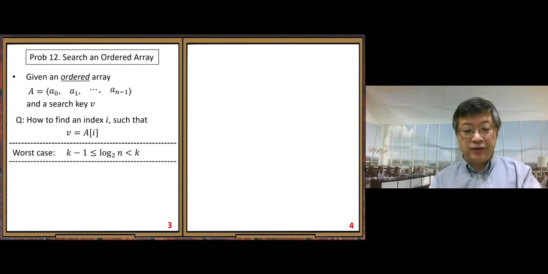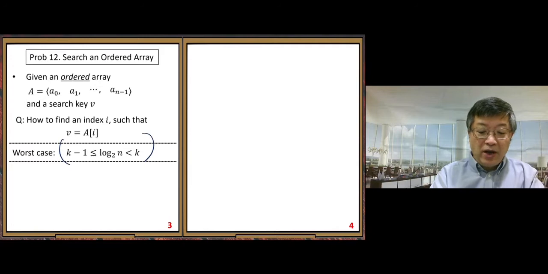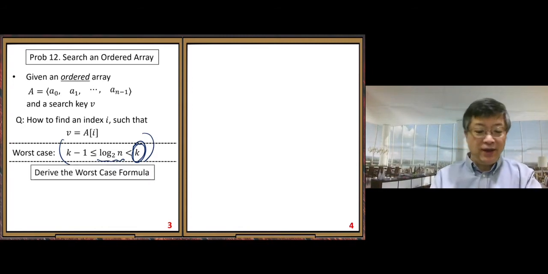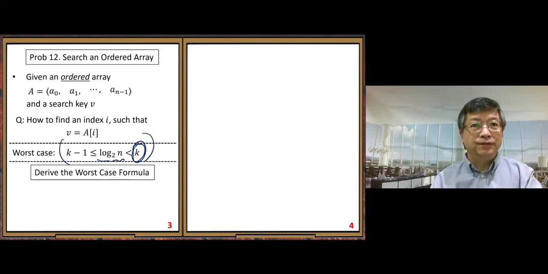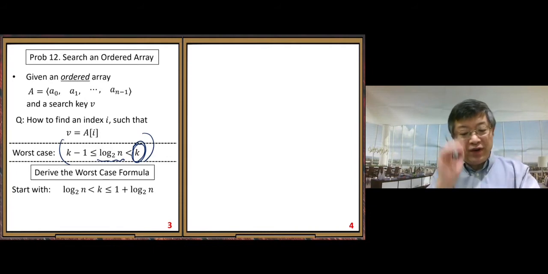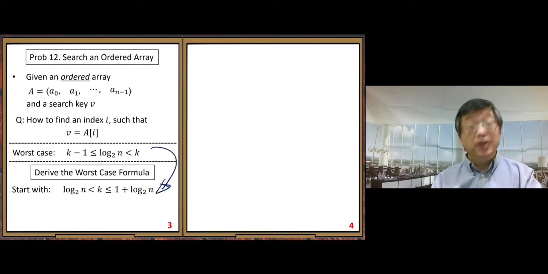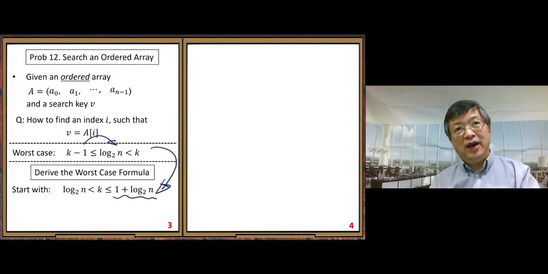Next, now, the worst case. We want to write the expression of k in terms of n. That's our goal. All right, so let's do it. Derive the worst case formula. We start with this expression. You can see from this formula, you can derive that easily. It's not hard. You move 1 to this side, you get this part.